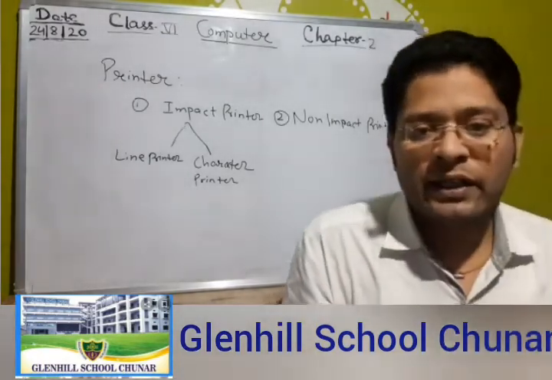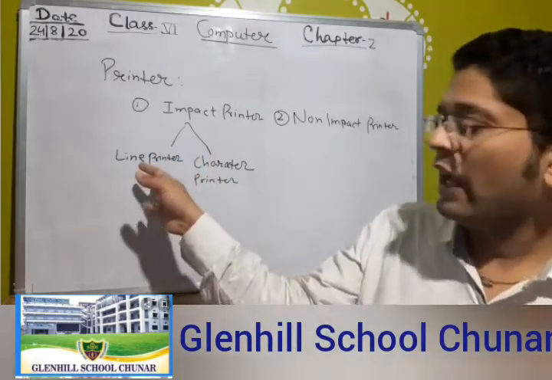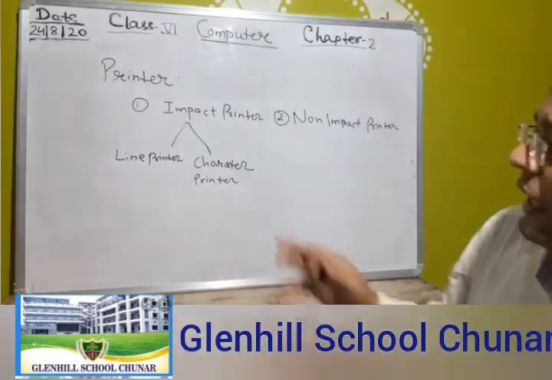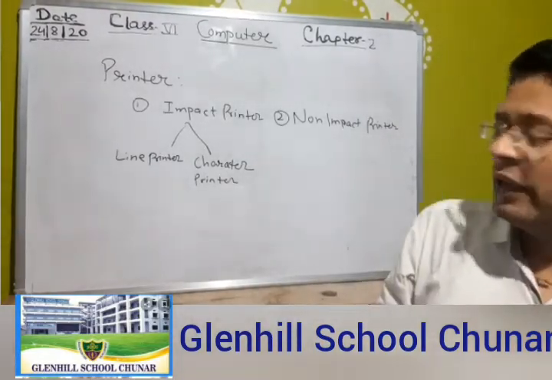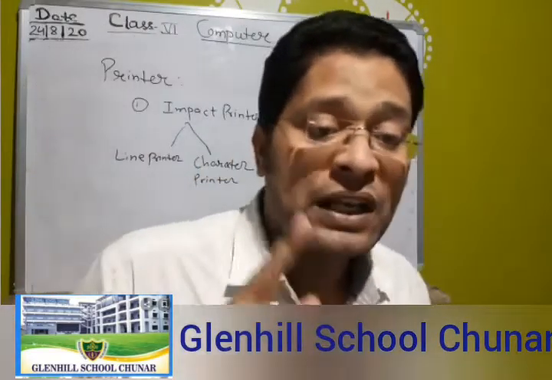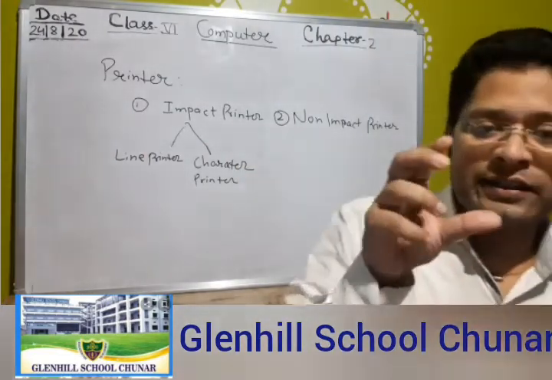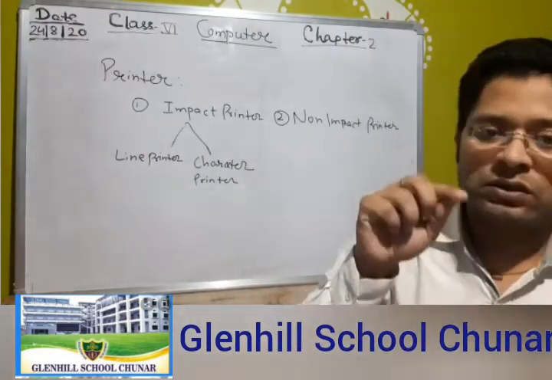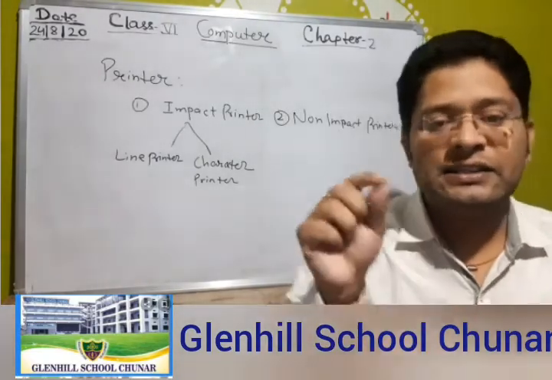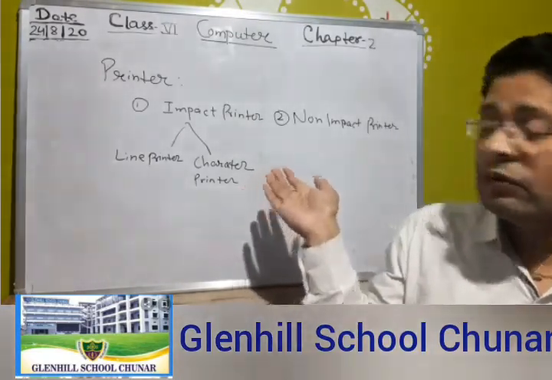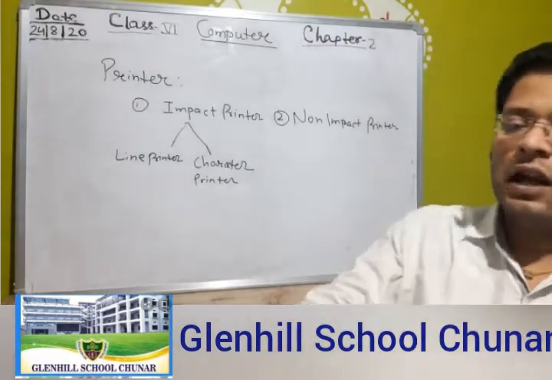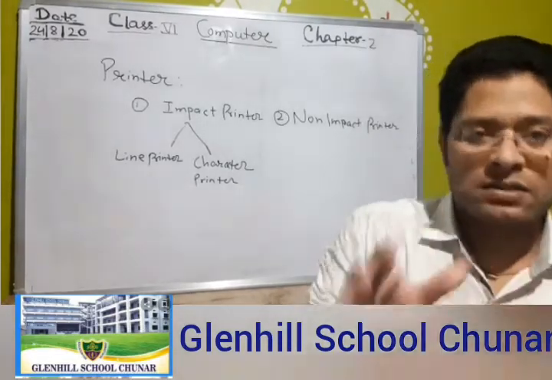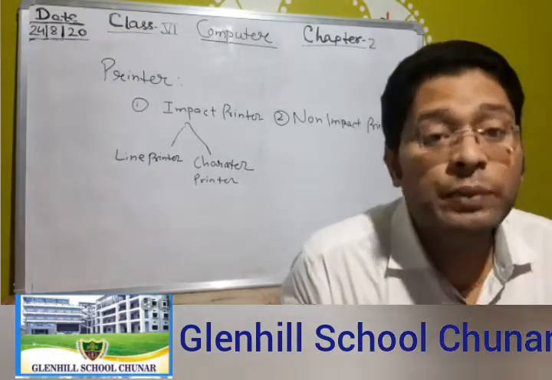Drum printer is an example of line printer. And second, character printer. A character printer prints a character at a time, and the print head contains a matrix of dots, and dot matrix printer is an example of character printer. These printers are loud and not as fast as other types of printer.